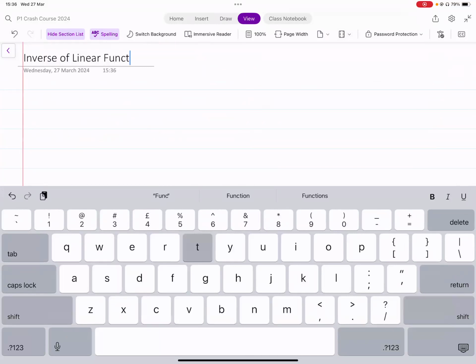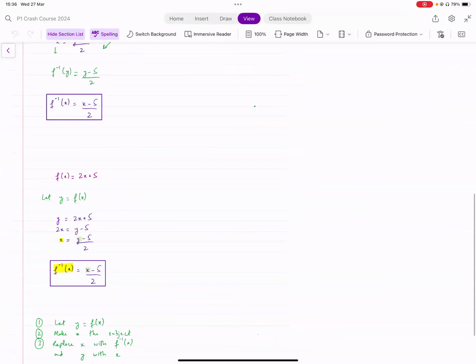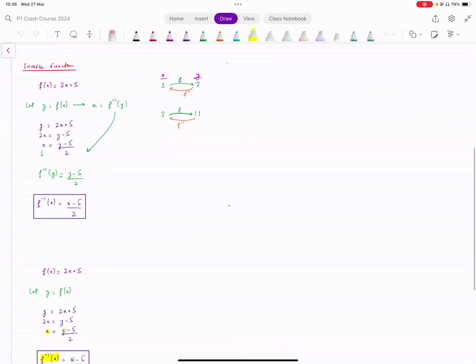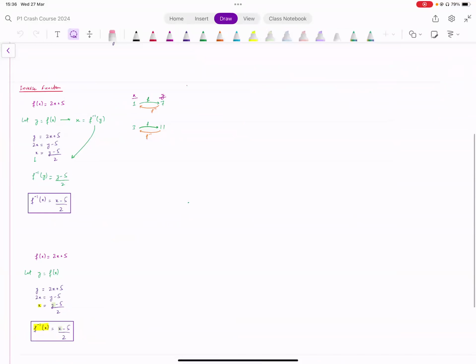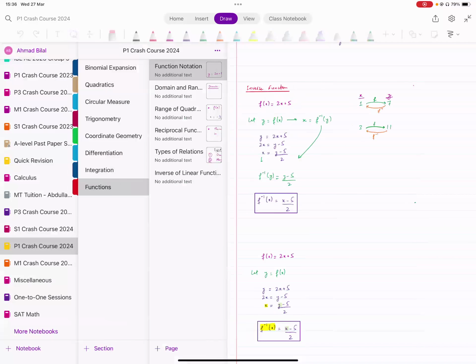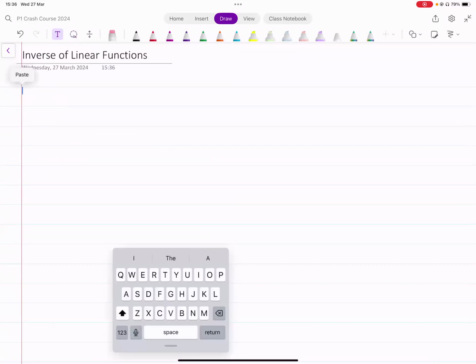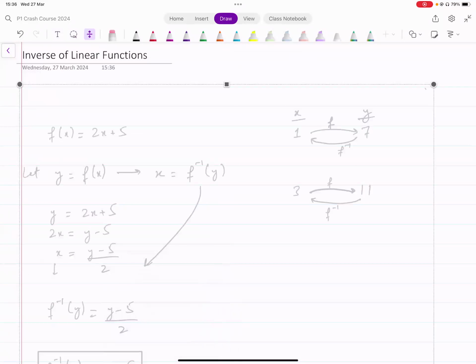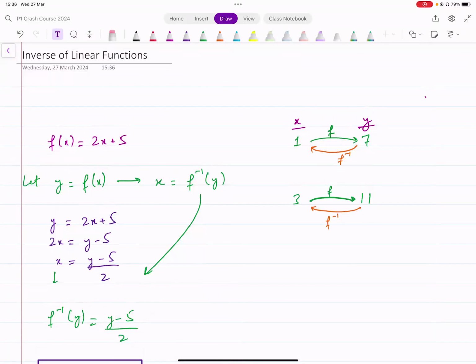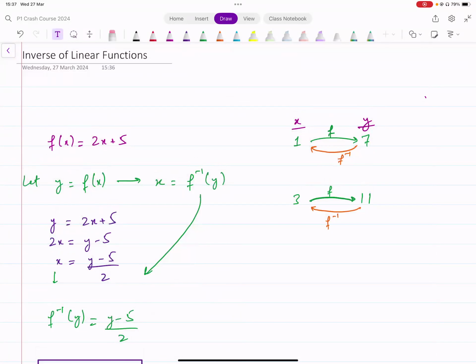Now we've already discussed this before. I'm just going to copy that here. We looked at this earlier. How to find inverse of linear functions, right? We did this in our very first class, this whole process. This is how this process works.